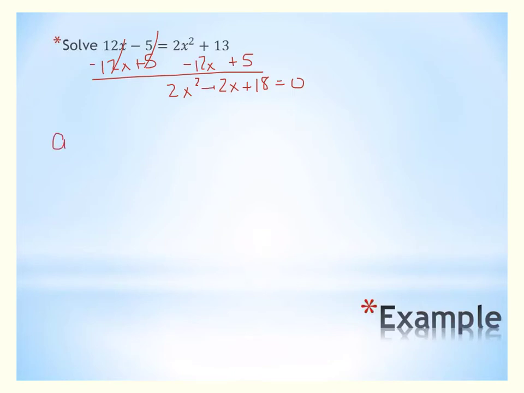Okay, so a is 2. B is a negative 12, I forgot to put the 1 back in. And c is 18. And then I really do suggest that you write out the quadratic formula.